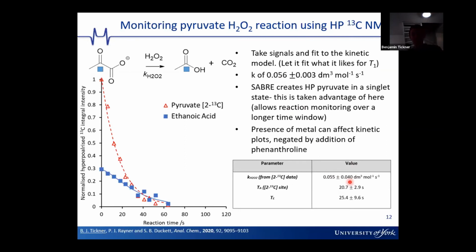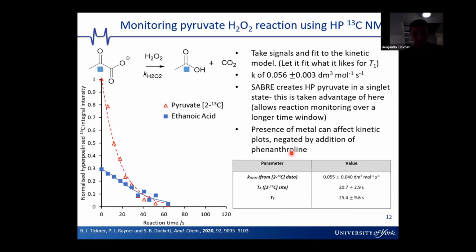So I think this shows the importance of having as long-lived signals as you possibly can, because it allows you a larger time window over which you can monitor your reaction. And the last thing I should say, which is really important in this example, is that the presence of the metal can really influence your kinetic plots. That's because in this example, pyruvate can bind to the metal, and you would have to account for that in your kinetic modeling. You would have to either know or fit the rate of pyruvate binding to the metal and the relaxation time of the pyruvate bound to the metal.